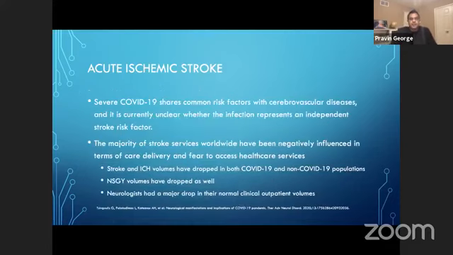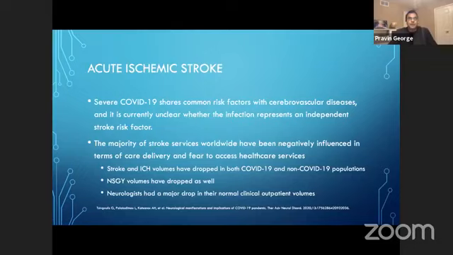Looking at it further, severe COVID-19 also shares common risk factors with cerebrovascular diseases. And the majority of stroke services worldwide have been negatively influenced in terms of care delivery. So a lot of these numbers may be underreported as well, just because a lot of people were staying home, and still are staying home, instead of going to the hospital.